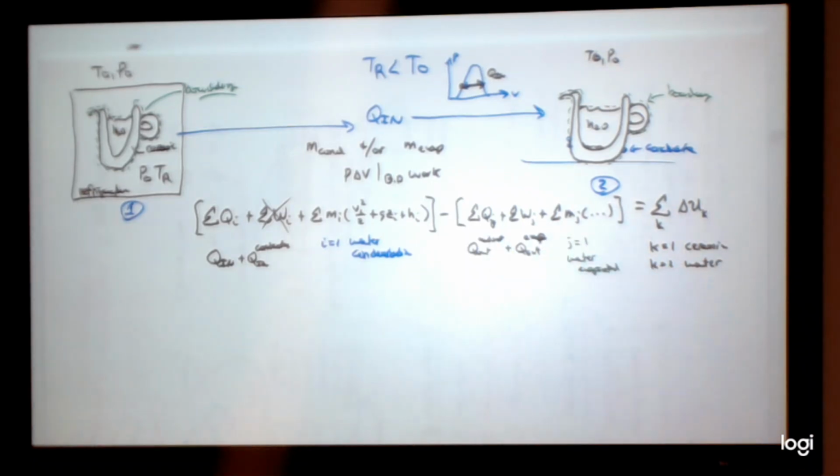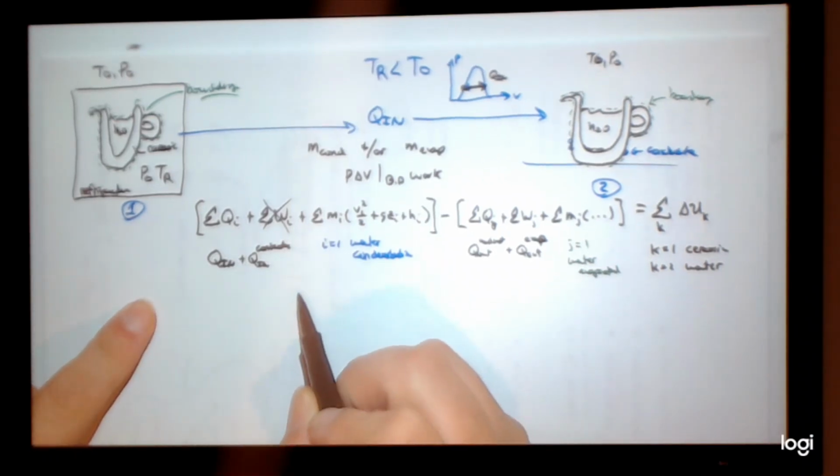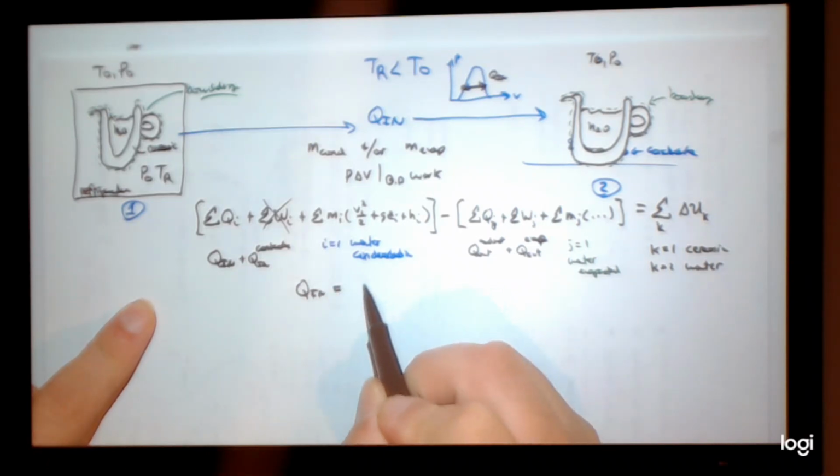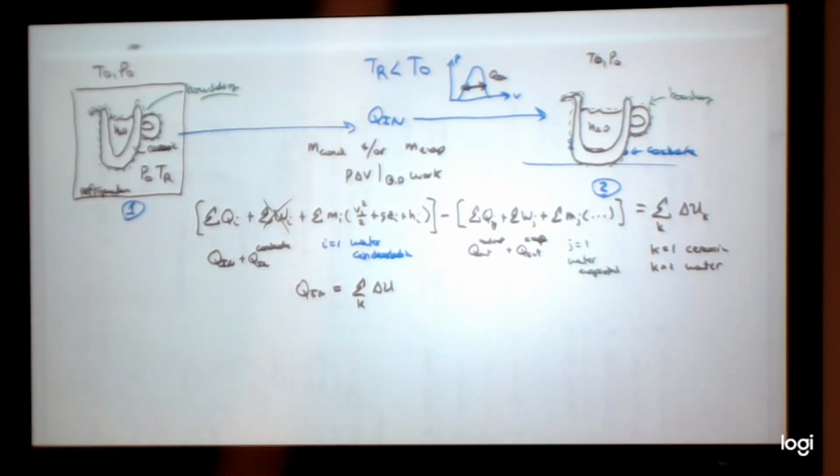And condensate. So I can rewrite the equation. Or you can say, hey, took it out, did it so quick that all that happened was it cooled down a tiny little bit, and there wasn't time for condensation or evaporation, and then what would it end up being in that case? Qn equals the sum delta U, okay. But you would have to justify.